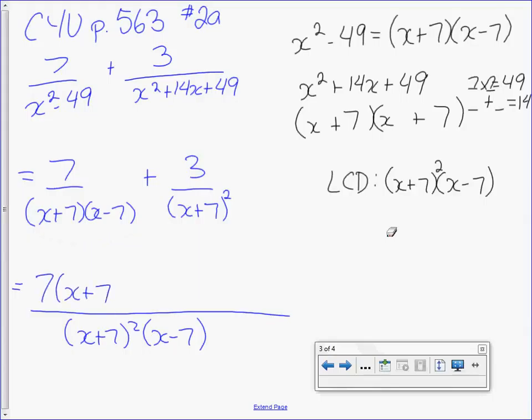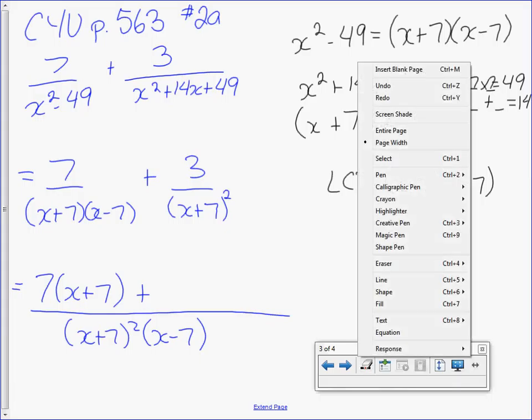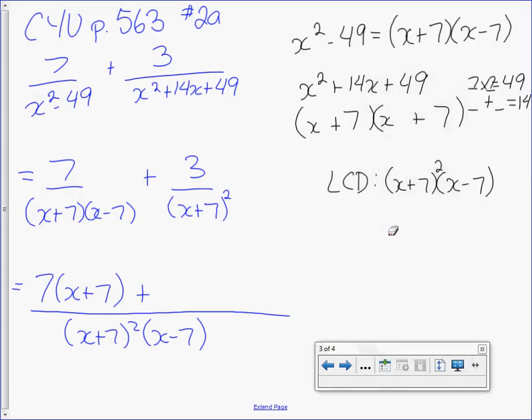And then for my next term, I need to know what do I need to multiply x plus 7 squared by to get this? Our answer would be x minus 7. So I had the 3. I'm going to multiply it by x minus 7. And that arrow should go away.